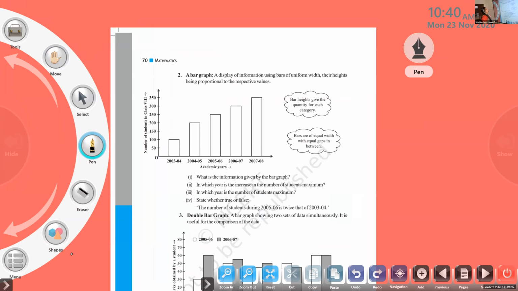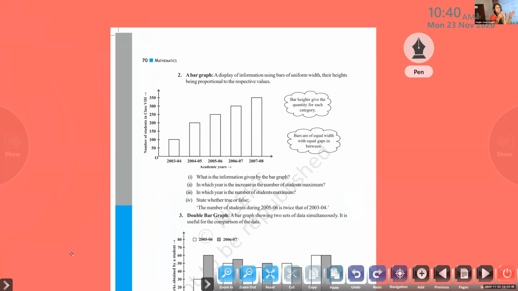Okay. Next is bar graph. Bar graph means data is represented by some bars. See, you can see the bars here. Now we should write. These bars represent the data. Bars are representing the collected data. Such a graph is known as a bar graph, and it is a display of information using bars of uniform width.